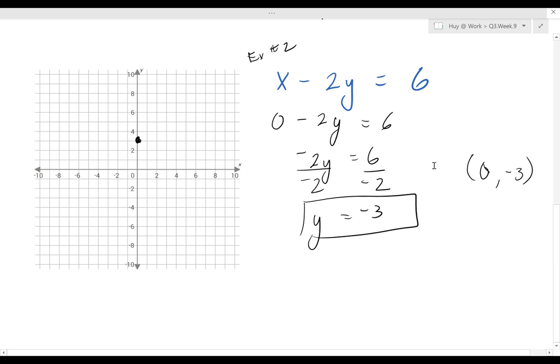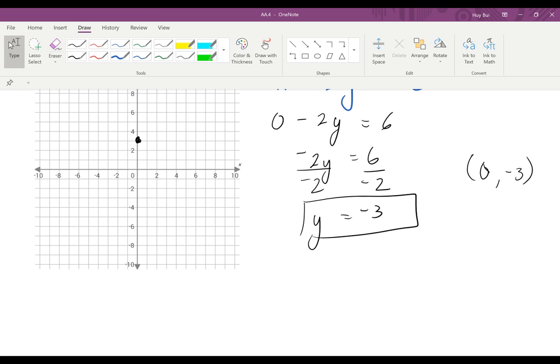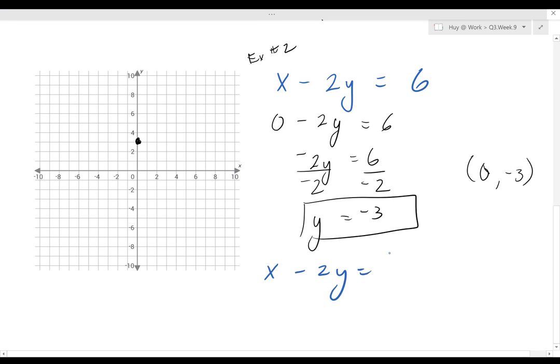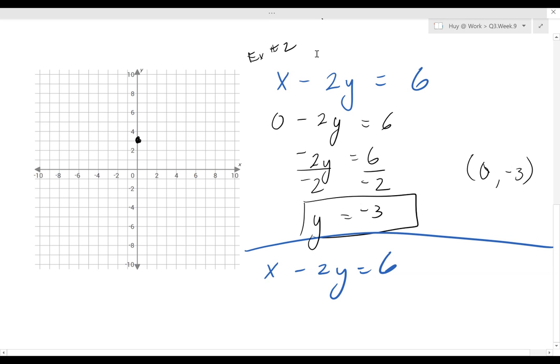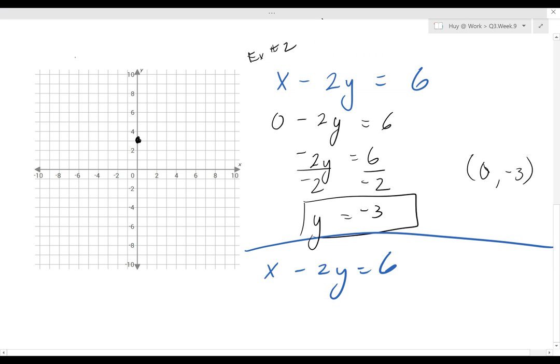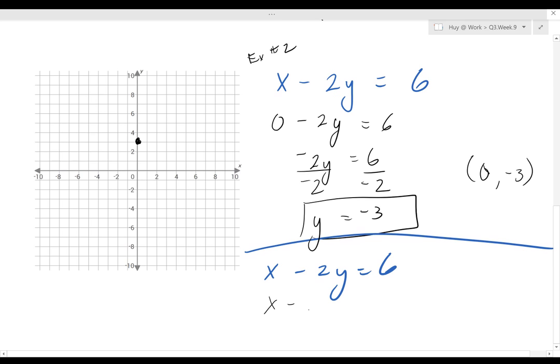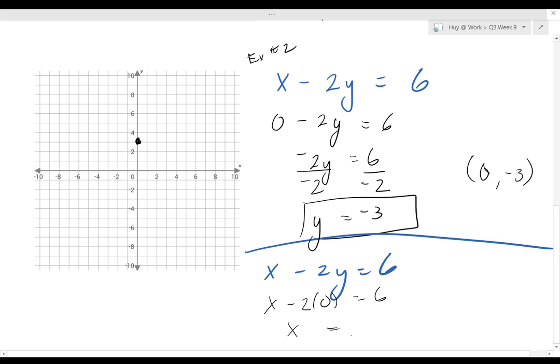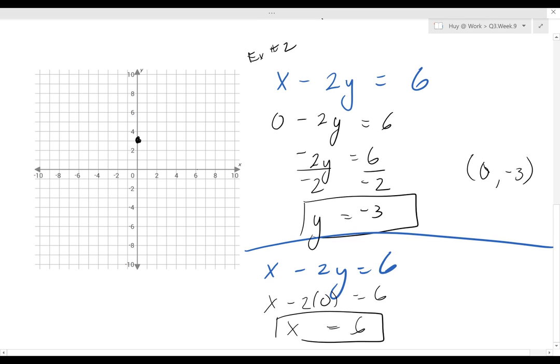All right, let's use the same equation. Now do it as x minus 2y equals 6. And let's put 0 for y. So x minus 2 times 0 equals 6. 2 times 0 is 0, so x just equals 6. And then there's our other point on the line.